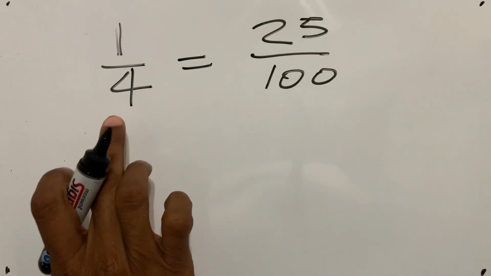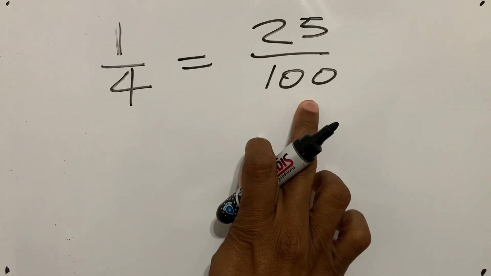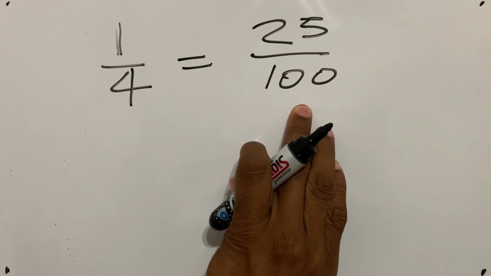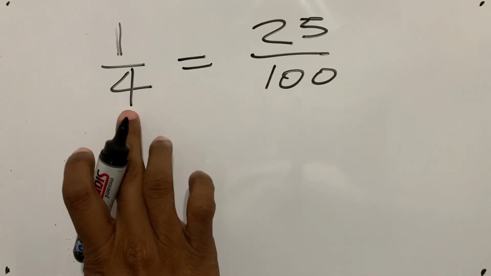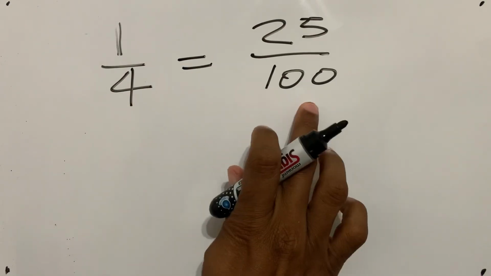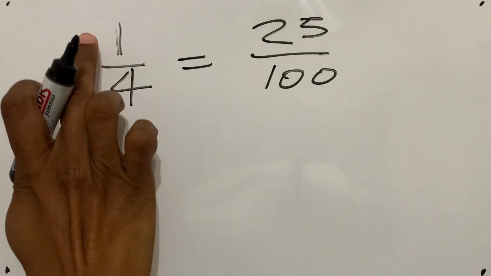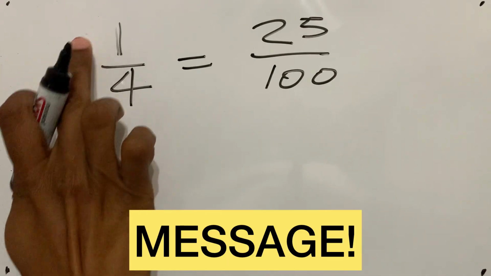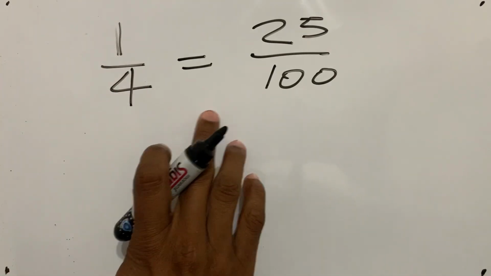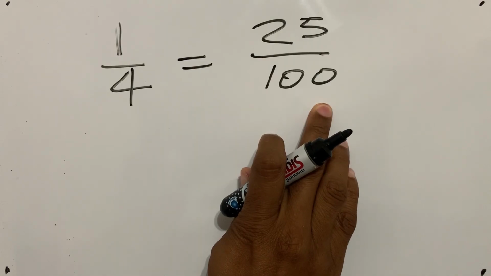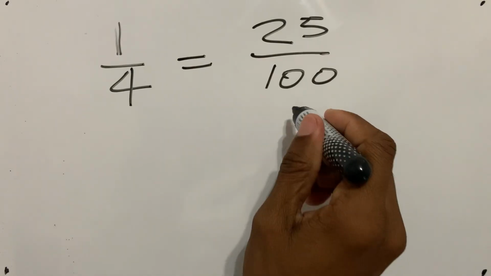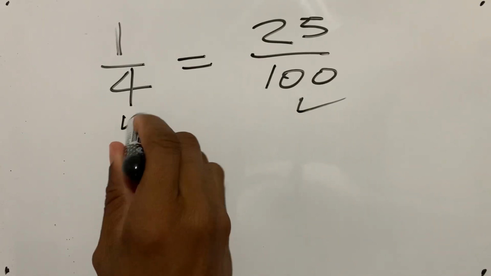Remember, to move from 4 to 100, we have to figure out what number we multiply this 4 by to get 100. And that's 25. So once we multiply the numerator and the denominator by the same number, we have what you call an equivalent fraction. So this is an equivalent of this fraction.